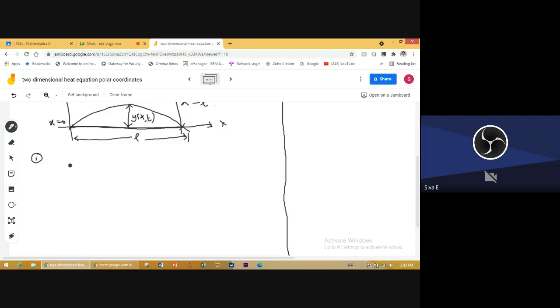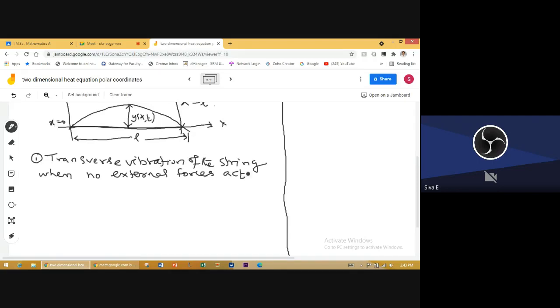First point is the assumptions. Transverse vibration of the string when no external forces act on it.